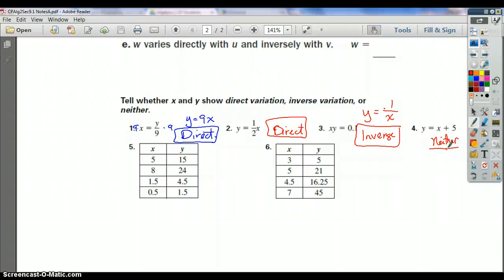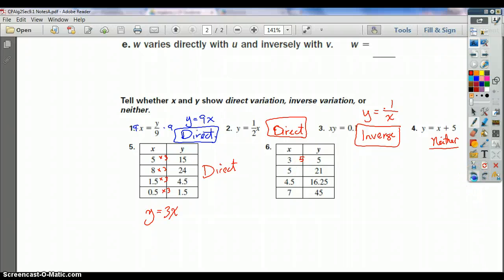Coming down to number 5. 5 times what is 15? 5 times 3. So that means 8 times 3 needs to be 24. 1.5 times 3. So is this direct variation? I would say yeah. Because if I write an equation for this, this would be y equals 3x. Coming over to 6. I would say, okay, let's set this up here. 3 times what is 5? Let's see, 5/3. If I do 5/3 times 5, that would be 25 over 3. So it can't be direct variation.